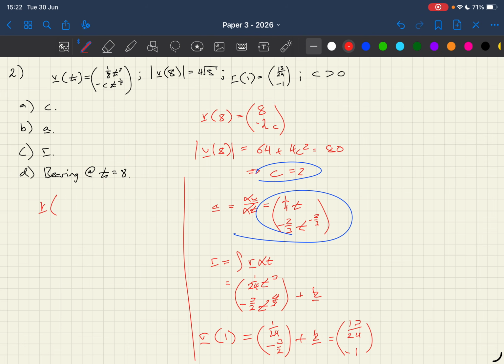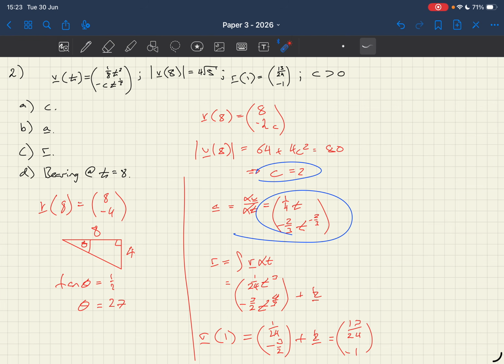So the velocity when t is 8 is going to be 8 on the top, and we knew c was 2. So we have minus 4 in that bit. It's often better to draw these out, like what's happening. We're going 8 to the right, 4 down, yeah? So we want to find effectively this angle, don't we? So thinking about that, we have opposite of 4, adjacent of 8. So tan of theta will be a half. Using that then, theta is 26, 27 if you round up correctly. But we always want to measure from north, don't we? So we'll add 90 onto that.